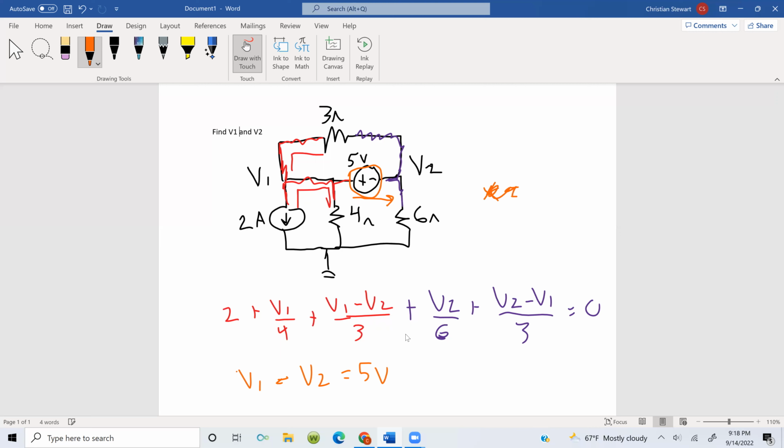V1, sorry, should be negative 2.8 volts. And then V2 should be negative 7.8 volts. And that's your answer.